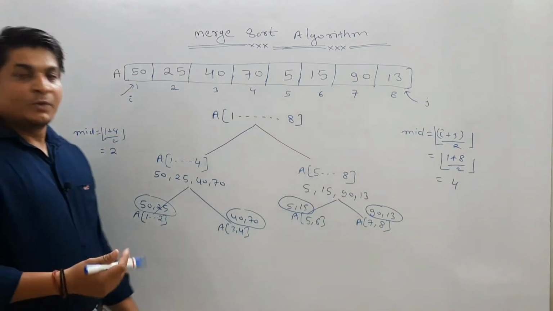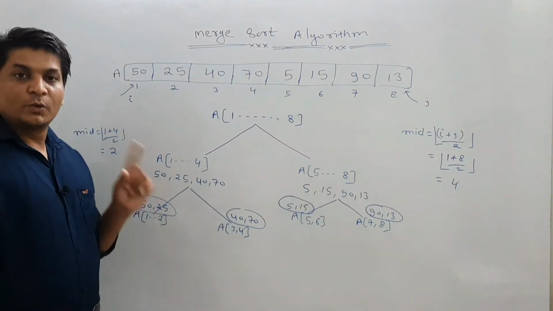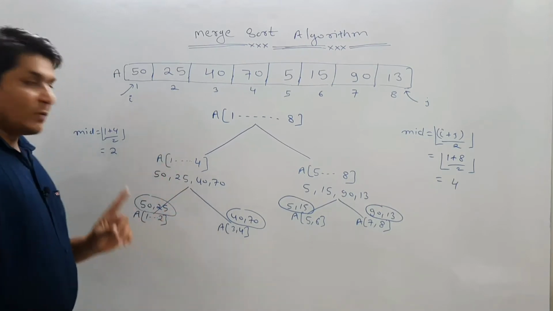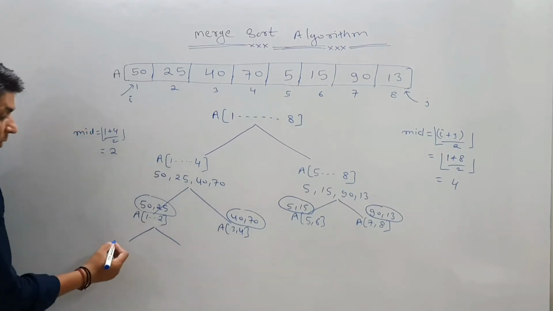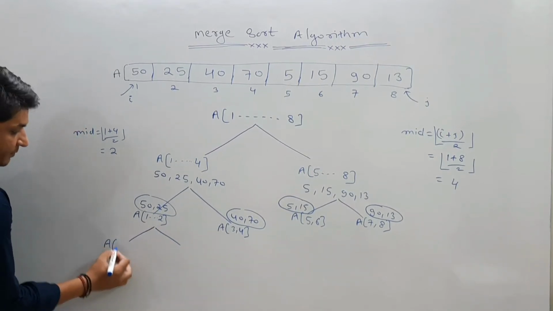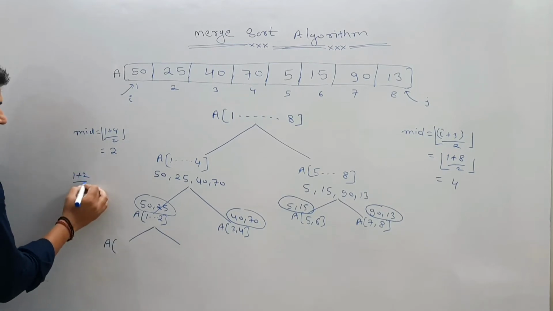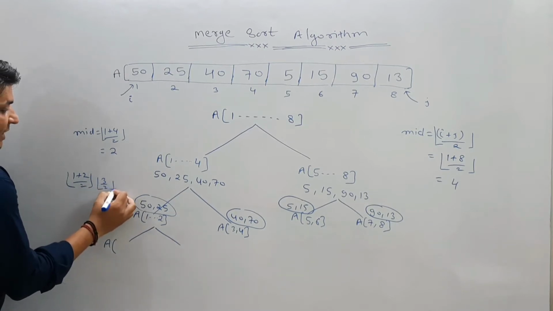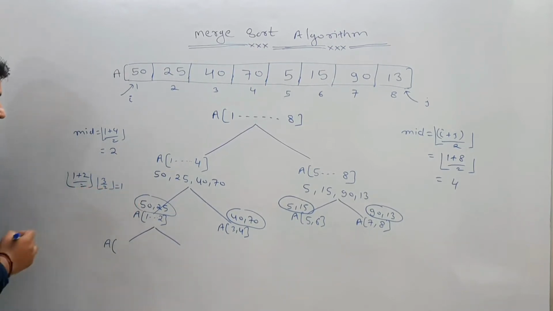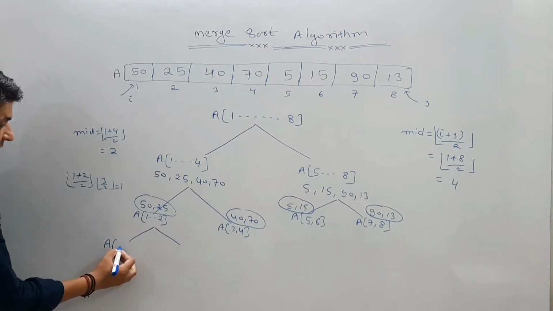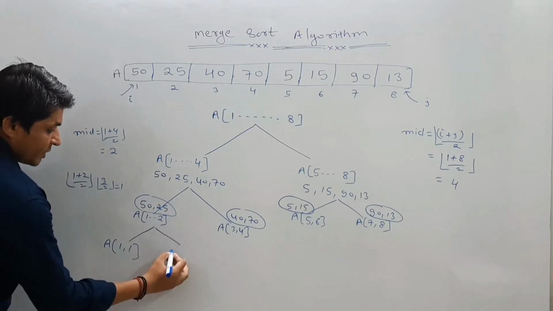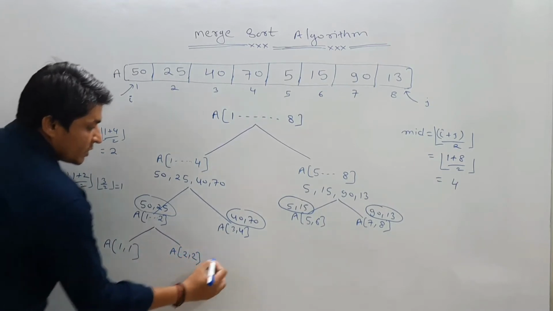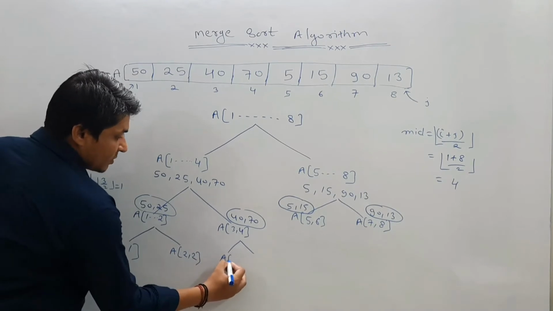Now when can we say an array is sorted? If an array contains only one element, then we can say this array is sorted. One element is always sorted. So let us again divide into two parts. If you calculate mid, 1 plus 2 divided by 2, and take the floor value, it is nothing but 3 divided by 2, which is 1.5, and taking the floor, it is going to be 1. So it is nothing but A of 1 comma 1, and this part is A of 2 comma 2. This is nothing but A of 3 comma 3.